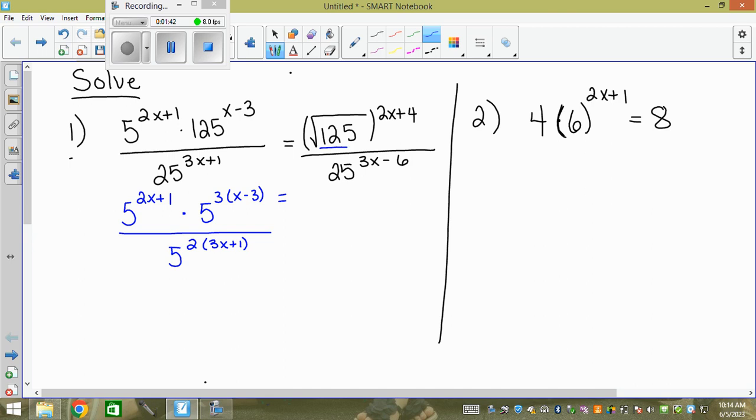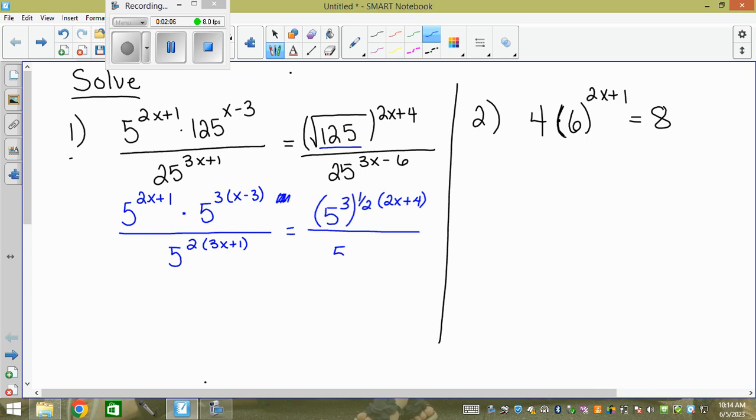Now, 125 is 5 to the what? 3. So this would be 5 to the 3. And what is the square root as an exponent? We talked about this in grade 10 and we keep talking about it in grade 12. It's to the half. So it would be 5 to the 3 to the half, and then in brackets 2x plus 4.